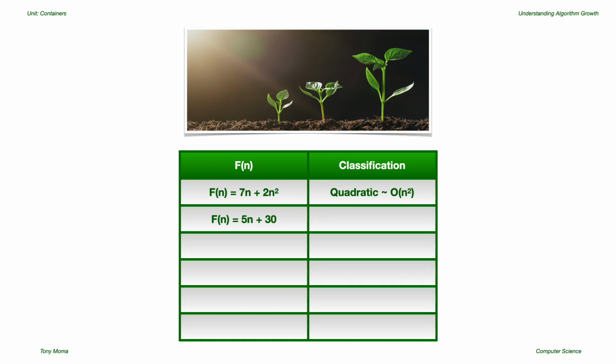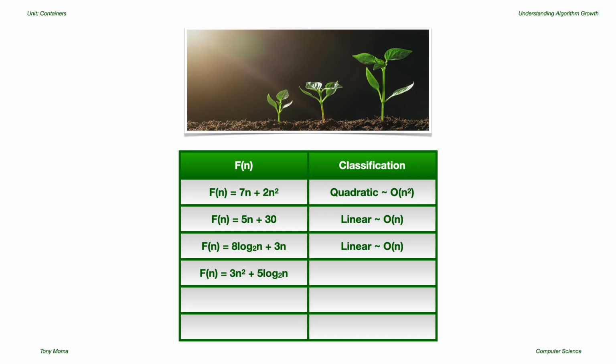Next example, we have 5n plus 30. Here we have a linear term in 5n and a constant term in 30. Since linear is slower than constant when it comes to big data, we classify the running time as linear, or big O of n. Next, we have 8 times log of n plus 3n. Here we have a logarithmic term in 8 log of n and a linear term in 3n. Since linear is slower than logarithmic when it comes to big data, we classify the running time as linear, or big O of n.